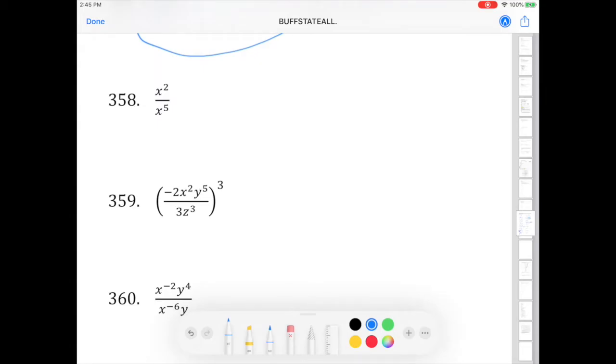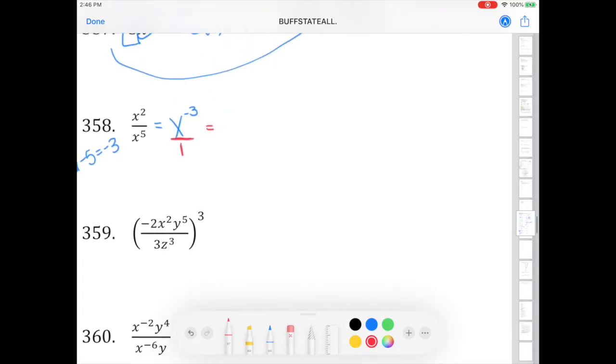So for 358, I start with division. X squared divided by x to the 5th. When I'm dividing variables, I subtract my exponents. So this is 2 minus 5. It's always going to be top minus bottom. That gets me -3, so I end up with x to the -3rd. And I know that I'm not done at this point because I can apply my negative exponent rule. So I start by turning it into a fraction. Then my negative exponent rule is to flip my fraction. So it becomes 1 over x, and I make that 3 positive.